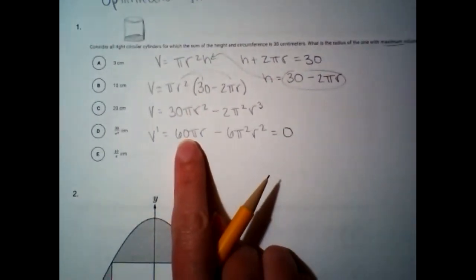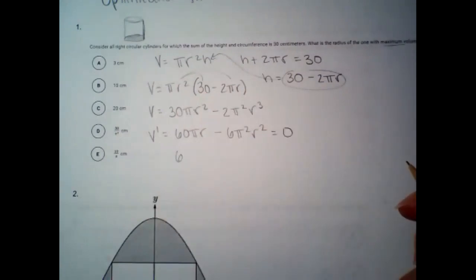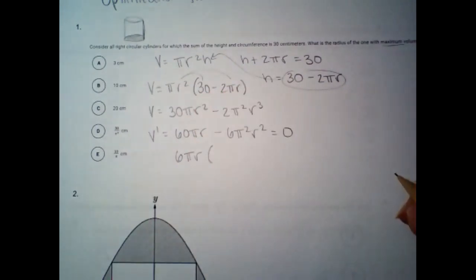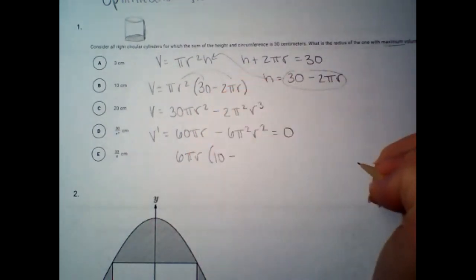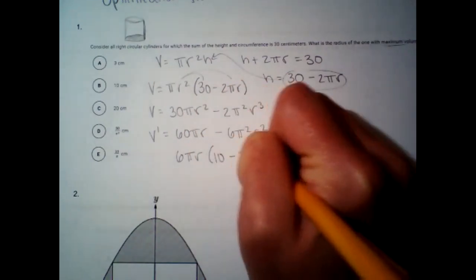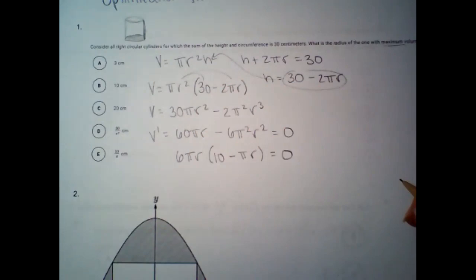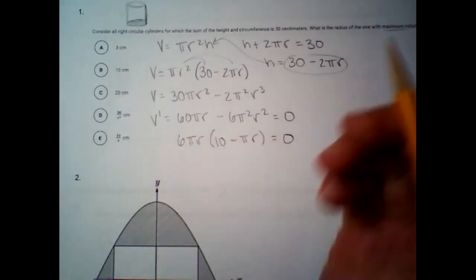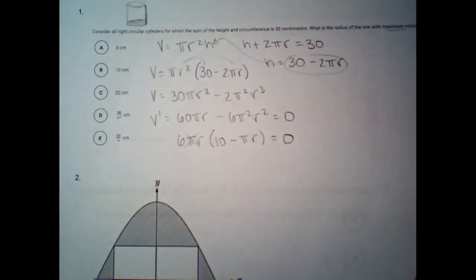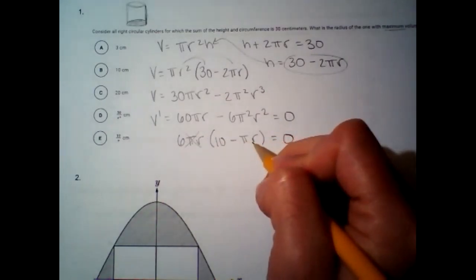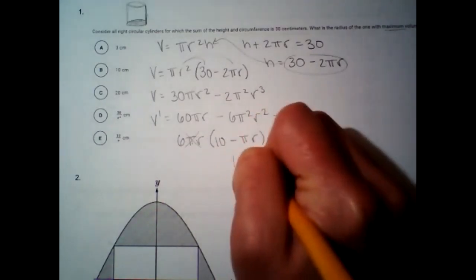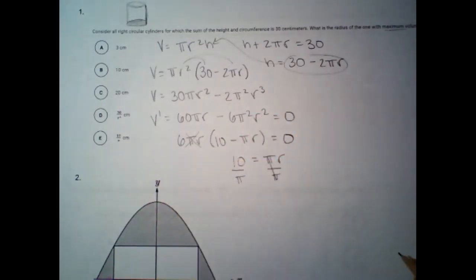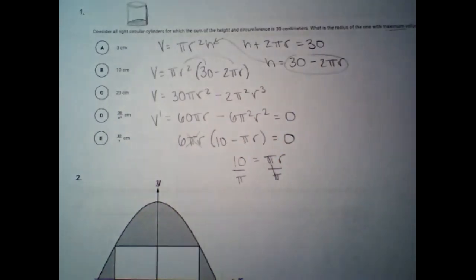Factoring this, we can take out 6, we can take out pi, and we can take out an r. Dividing that out will leave us with 10 minus, what would that be, pi r? Now setting each of these equal to 0, this first one would give you r equals 0, which is not going to work. You can't have a radius of nothing. So we're just going to work with this one. Setting this equal to 0, I'm going to add over the pi r, and then we'll divide by pi. So 10 over pi is our answer, and that was E.